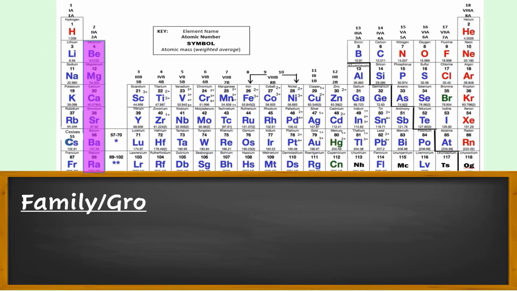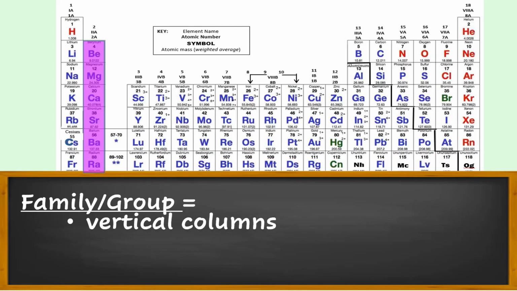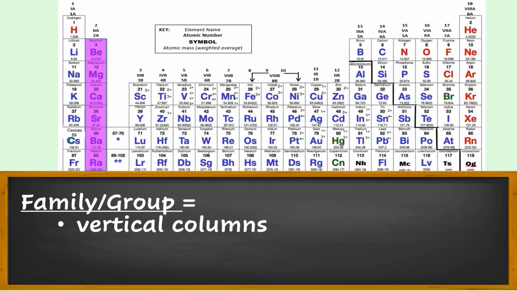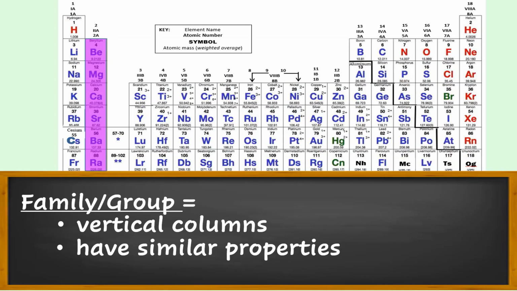The vertical columns are called groups and are numbered 1 through 18. They're also called families because elements in the same column tend to have similar chemical and physical properties. While people in the same family have similar features due to their shared DNA, elements have similar properties due to similar electron structures.